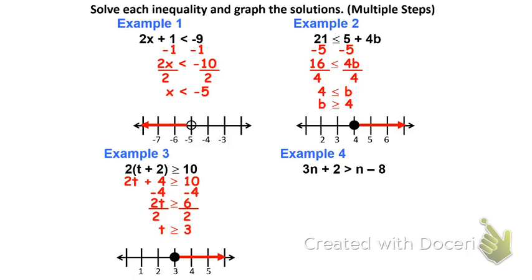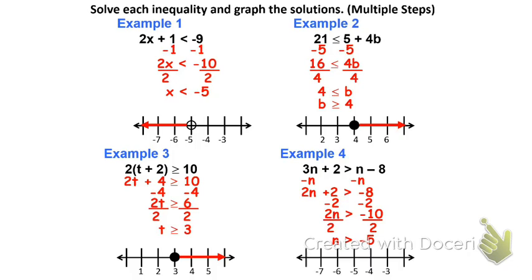For our last example, we've got variables on both sides. We need to choose one side to move them to. Now because we want the variable to the left, it's natural just to move the n to the left-hand side. So we'll subtract n from both sides. This gives us 2n plus 2 is greater than negative 8. We'll now subtract 2 from both sides, divide by 2, and we get n is greater than negative 5. Notice we didn't reverse the symbol because the way we did it, the coefficient of n was positive. So we divided by a positive, which doesn't change the symbol. Open point and shade to the right.